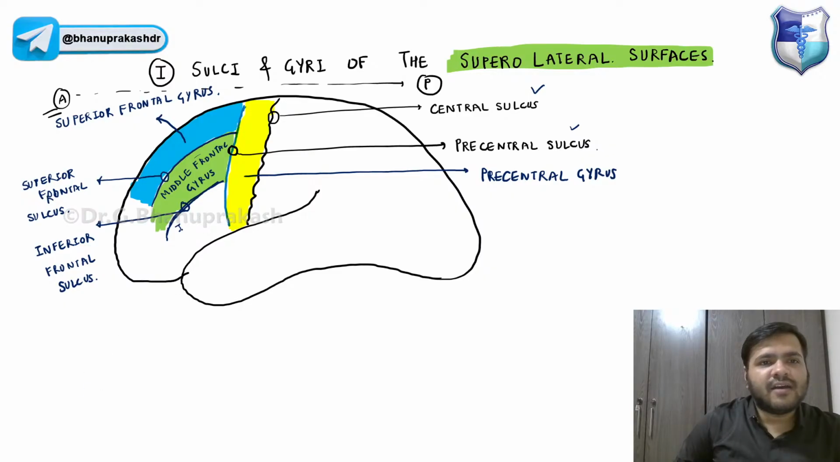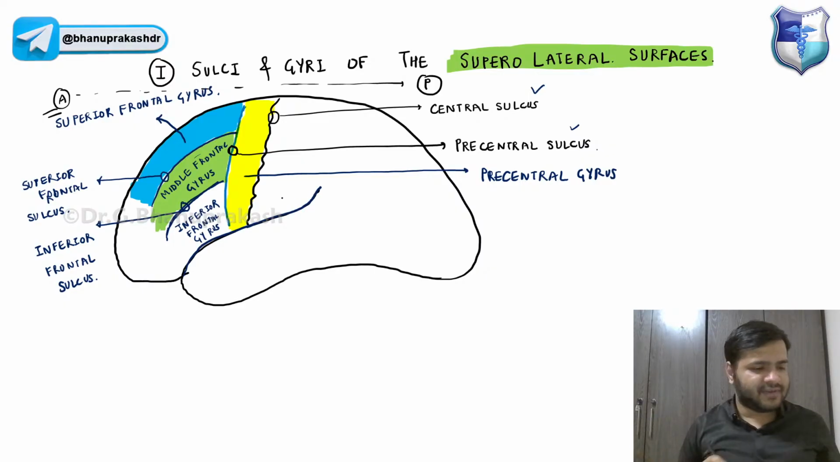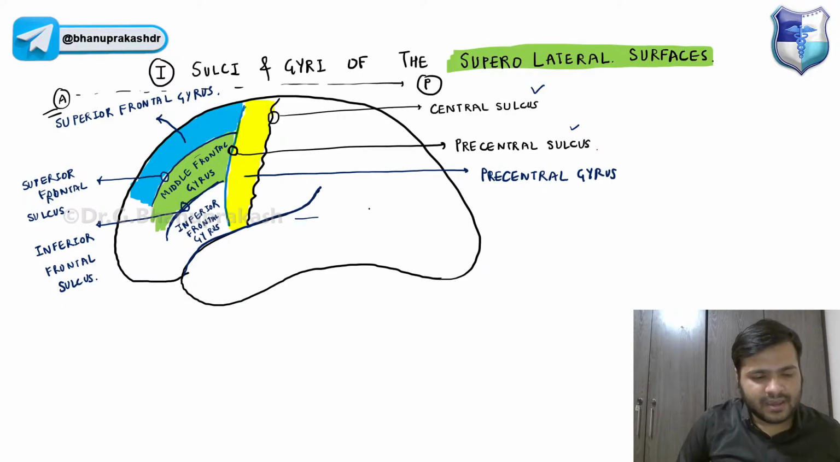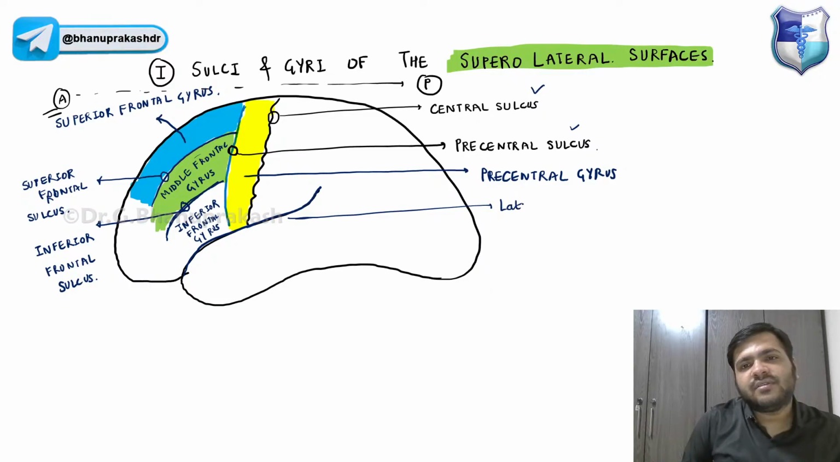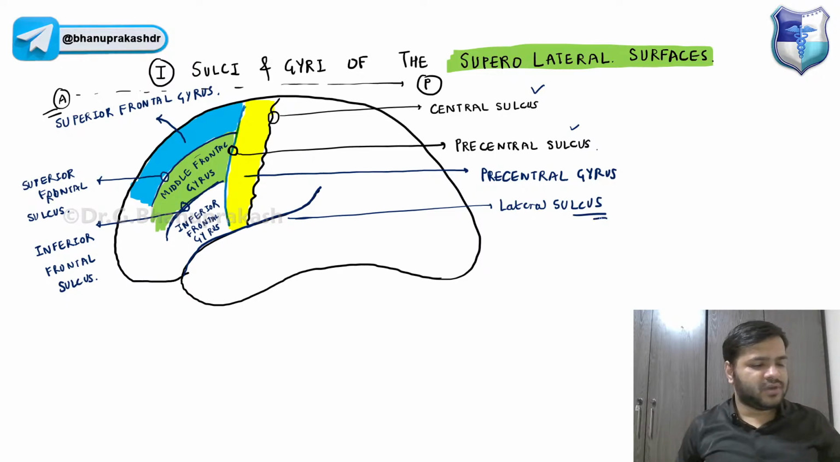And below this guys we have the inferior frontal gyrus. It is between the inferior frontal sulcus and this posterior ramus of the lateral sylvian fissure. To ye wala kya tha, humne bataya tha na abhi isko. Yes, the lateral sulcus, the major sulcus that you have over here. So I hope this is clear to each and every one guys.